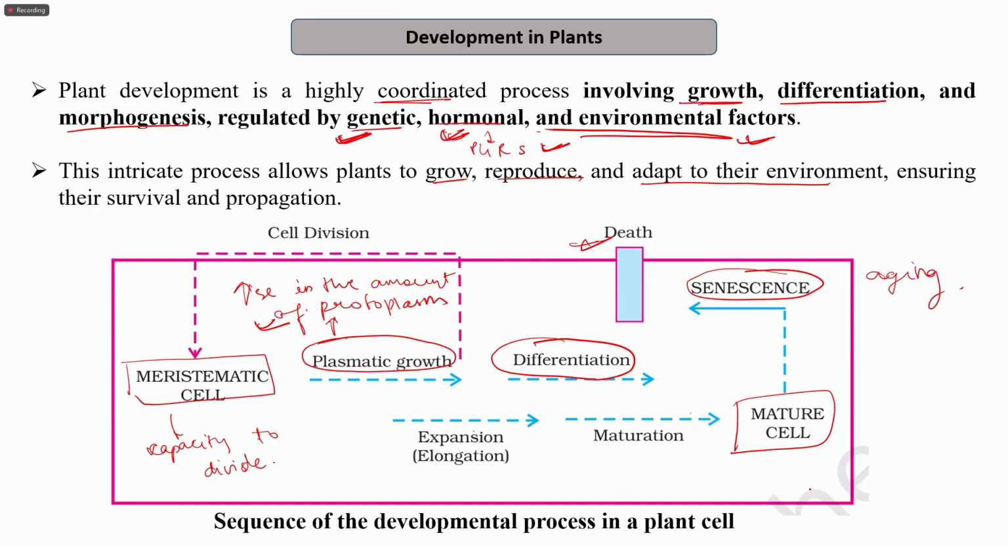So this is the sequence of the development process in a plant cell: with plasmatic growth, the expansion or elongation starts happening, and the cells undergo division. That also results in differentiation, and ultimately the differentiated cells mature, resulting in the formation of mature cells. So these stages are overlapping, and this is how development in plants happens. We will study these steps one by one in detail.